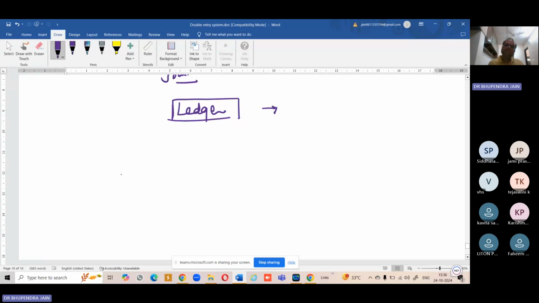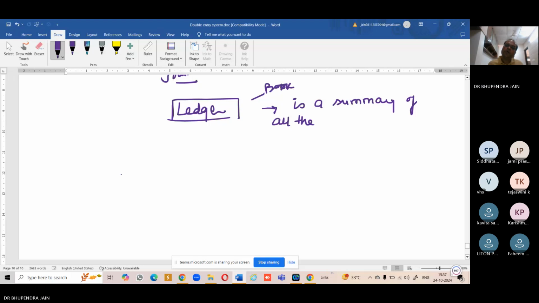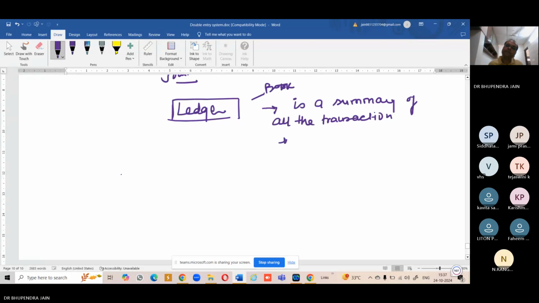You can say in very easy terms, a ledger is a summary of all the transactions in a particular account. Ledger book is a summary of all the transactions in a particular account. So ledger is a summary book.